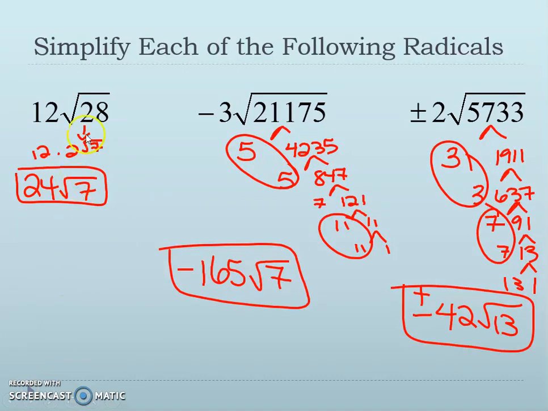So let's do some more. This one is 12 radical 28. So first you're going to simplify 28. That's 2 radical 7. And then once you simplify, you multiply 2 by 12, which is 24. So 24 radical 7. The whole number was already there. You're going to multiply them to each other. So that's how you get 24.